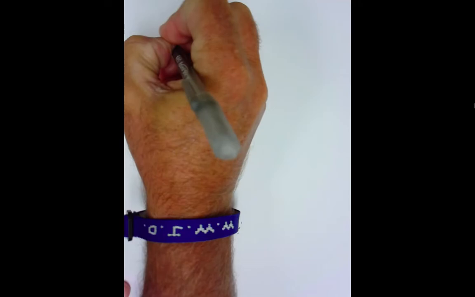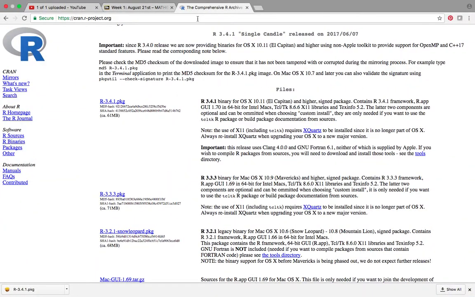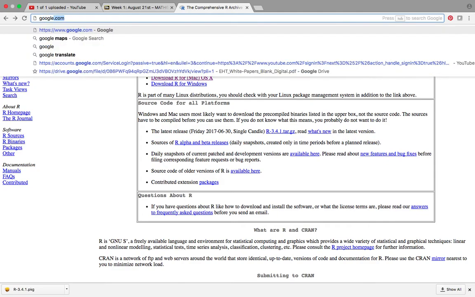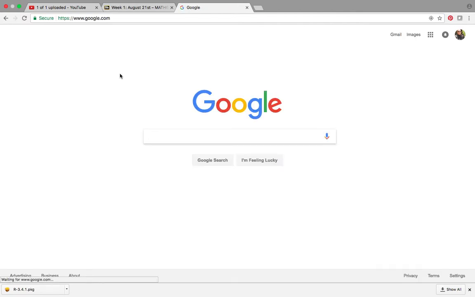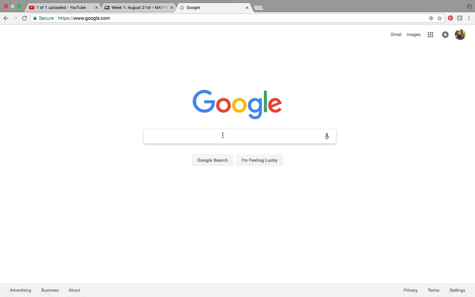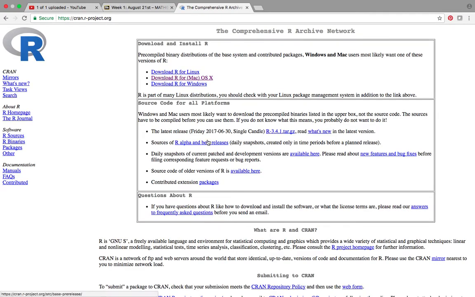First of all, we need to install R, and the installation of R is very easy. I've already brought it up, so what I would do is just go to Google. What would we do without Google? What did we do before Google? I would just search for R. I remember my secretary one time asked, how do you spell that? Well, you spell it with an R. She was thinking A-R-E or something like that.